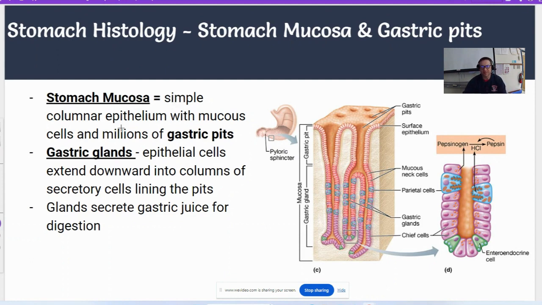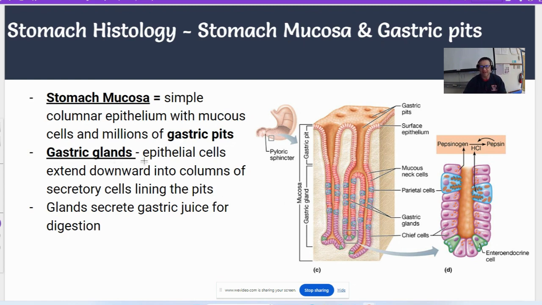All right, so it's made of simple columnar epithelium. Simple means it's not layers. So it's not a stack of cells, it's one layer of cells. Columnar means it's got a shape kind of like a column. So it's not a flat pancake like the squamous cells. It's kind of like a column. So these cells are good for absorption and also for excreting different enzymes and also hydrochloric acid.